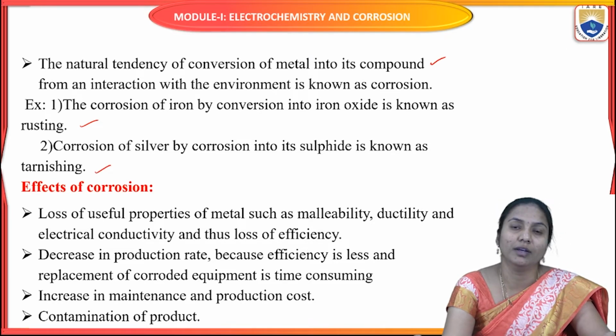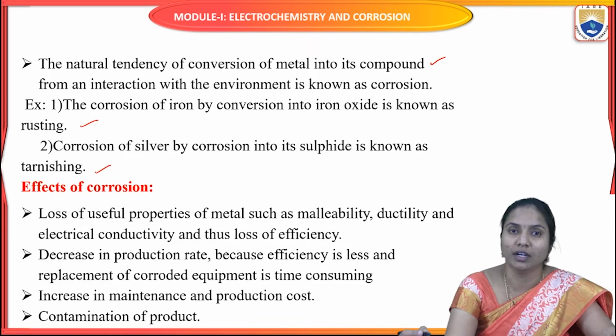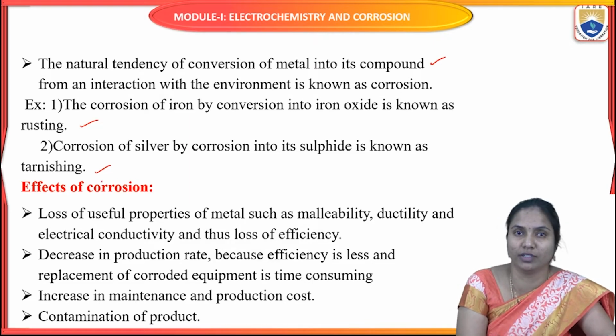Corrosion of silver into its sulfide. Generally, silver is available in nature as silver compounds like silver sulfide. But our only purpose is to extract the silver metal from the mineral compound. So this process is called tarnishing. The loss of silver metal is called tarnishing of silver. This is one more example of corrosion.